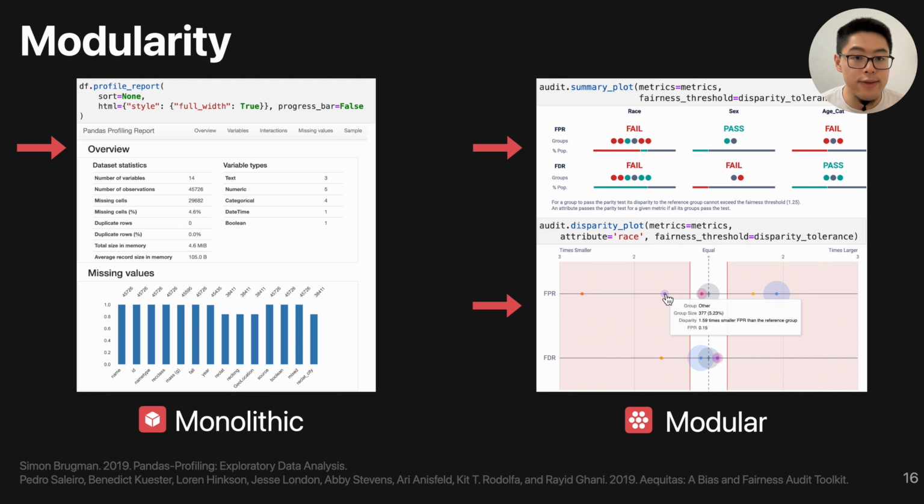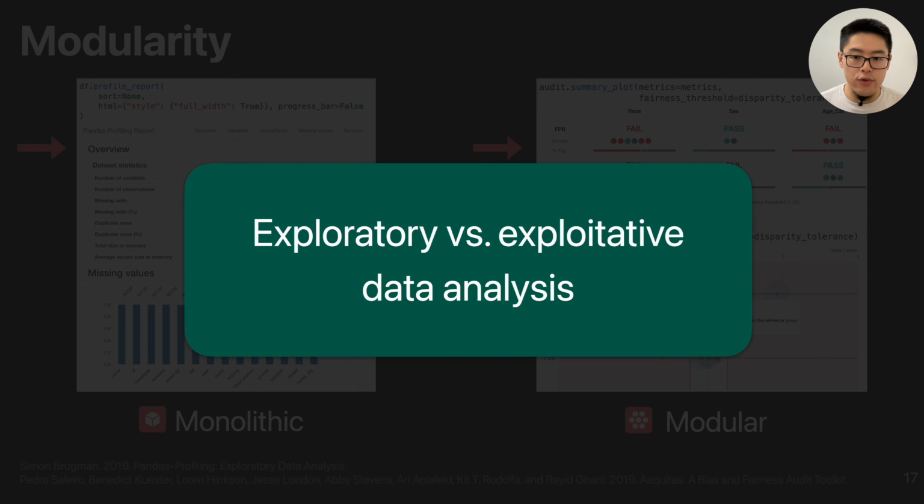Also notice there are different levels of modularity in different tools. Some tools are monolithic, so everything is in one code cell. The user can use different tabs and navigate within the tool internally. Many tools have a modular layout, so you can call different functions to summon different visualizations. And here, designers should think about whether they want exploratory or exploitative data analysis when they design the modularity of their tool.